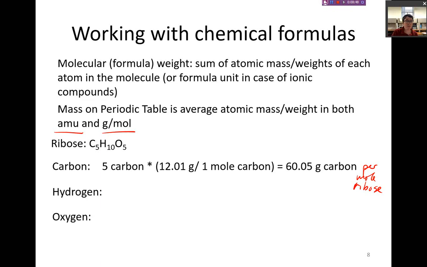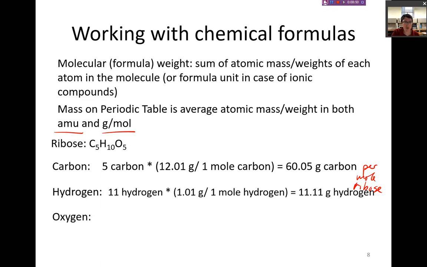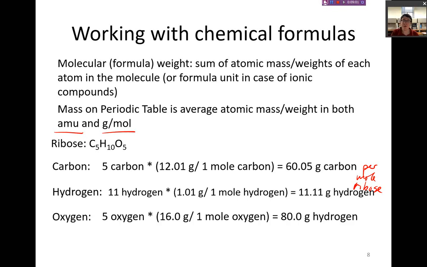Look at hydrogen. There are 10 hydrogen atoms. Each one weighs 1.01 grams, and so that gets us 11.11 grams of hydrogen per mole of ribose. Then oxygen, there are 5 oxygens, each one weighing 16 grams per mole, giving us a total of 80 grams of oxygen. So the total mass of ribose would be the sum of each of those components.